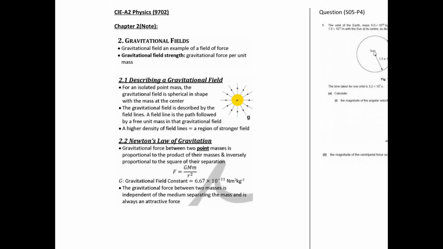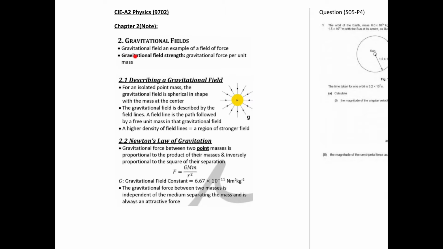Okay, so chapter 2 is about gravitational fields. First point, gravitational field is an example of a field of force. For example, because of gravity, you can stand on the earth. So that is a field of force. Let's say this is the earth, and you can stand on it because the earth has gravity. So that is the basic example.